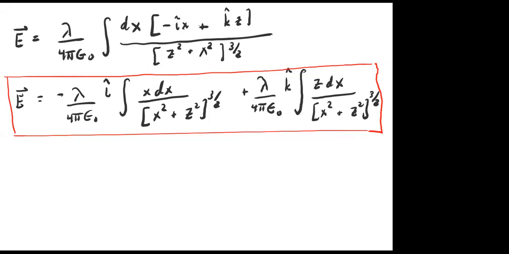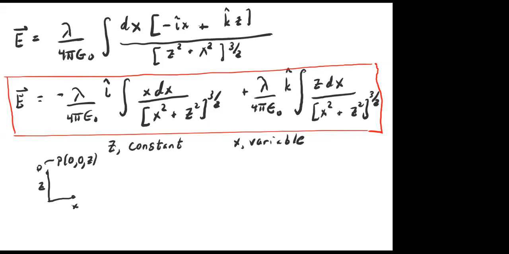So a couple of things. Remember, z is a constant in this problem. I pick my point P along that axis. So here's P, here's X. P depends upon 0, 0, Z, and Z is a constant. X is a variable in this problem. So in fact, I'm now in a position to actually put down limits of integration for this problem. I want to integrate over the wire. The wire has infinite length, so x goes from minus infinity to plus infinity.